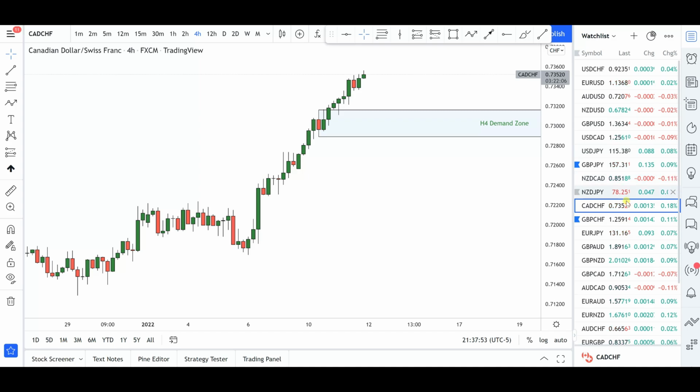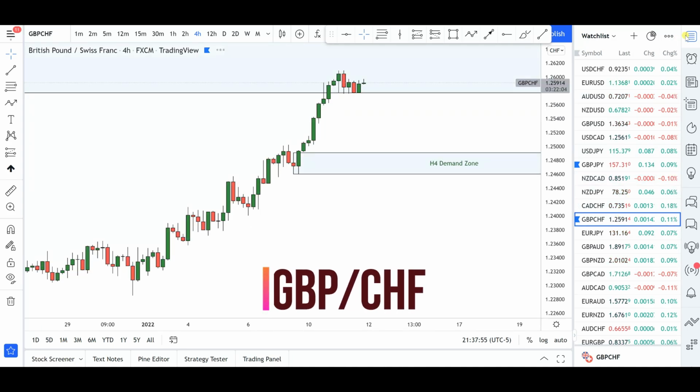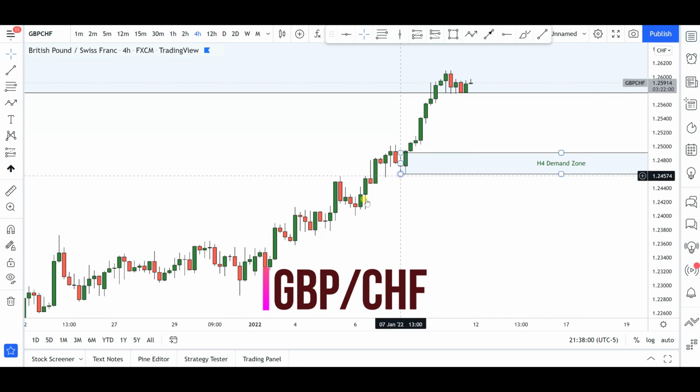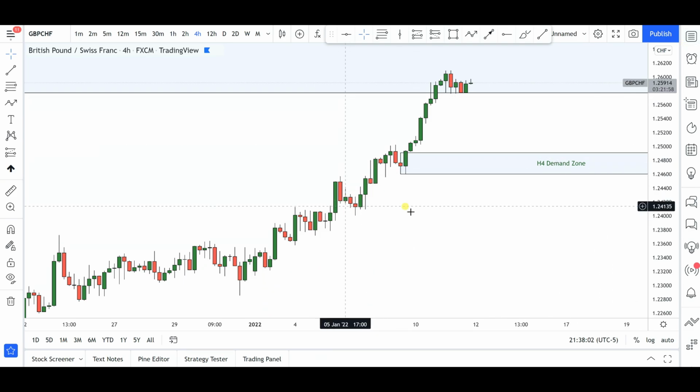The last but not the least is going to be British pounds and Swiss francs, which is pretty similar to the Canadian dollar Swiss francs currency pair. All right, so this pair just continues to shoot to the upside. If you remember from the weekend analysis, I had mapped out this particular demand zone right here. And I was waiting to see if we'll get a price to give us a push into that particular demand zone before we take off to the upside. But you can see from here, price just continues to push to the upside.